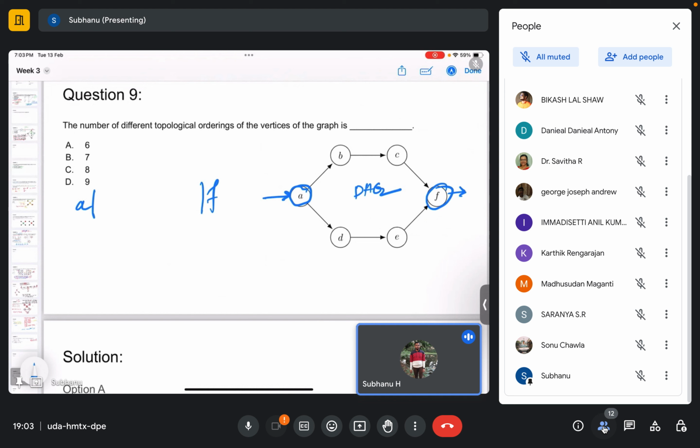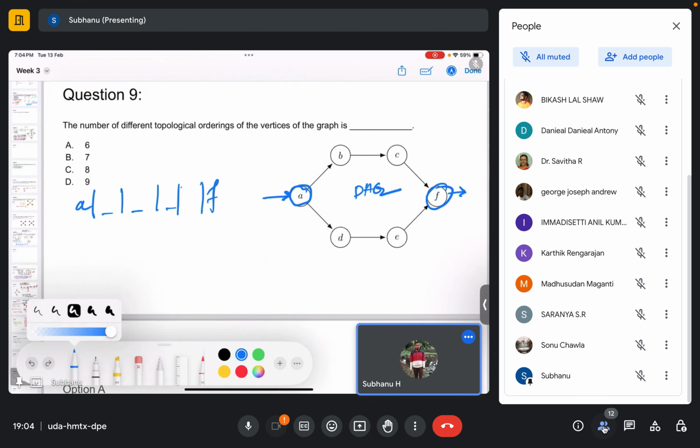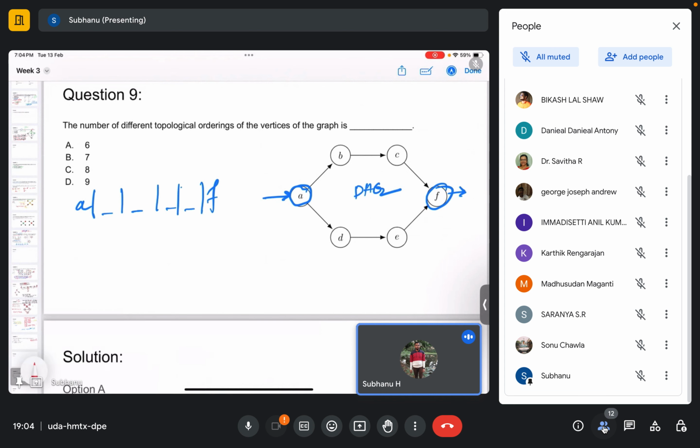So what will be in these blank spaces? In the blank spaces you can have B, C, D, E basically. So you have four spaces left. If we start from A and end with F, we have four possible in-between options. The blank spaces are to be filled with B, C, D and E, such that B comes before C and D comes before E.